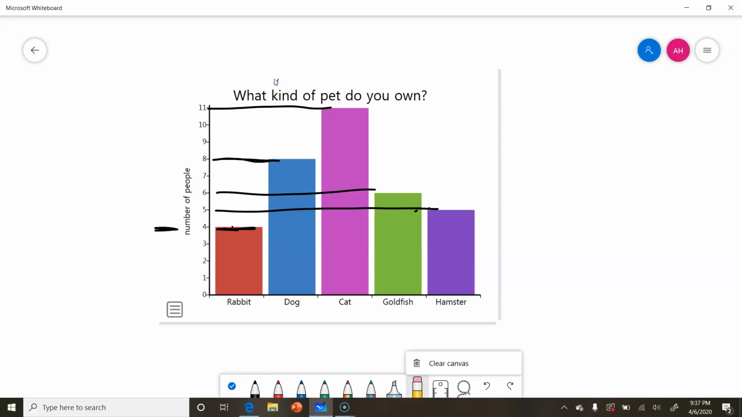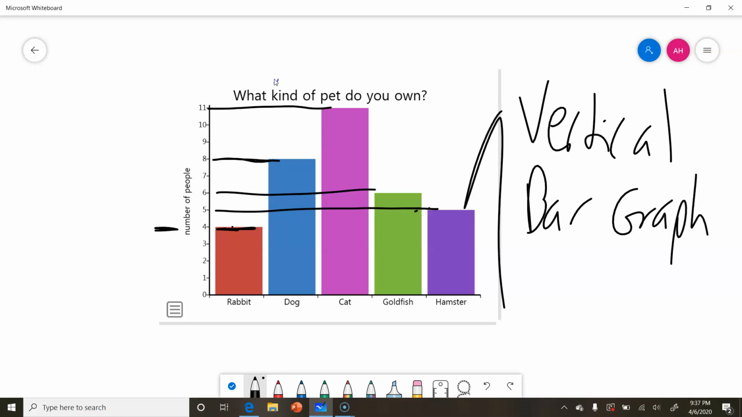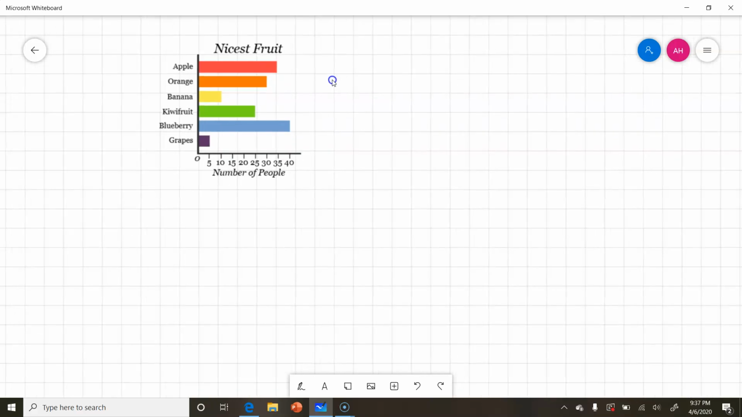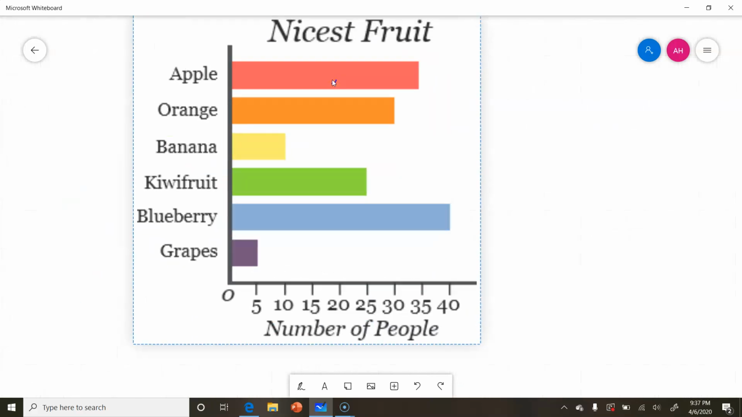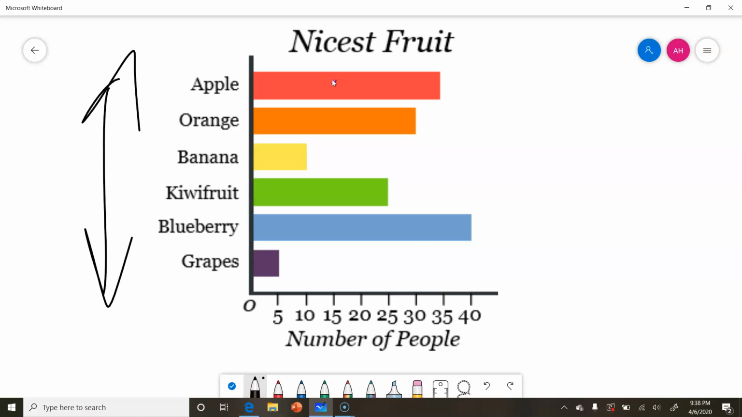Before I erase this, this is a vertical bar graph, because it's going up and down, based on the number going up. Now, in addition to vertical bar graphs, we have what we call horizontal bar graphs, like this one. This is the nicest fruit and the number of people that like the nicest fruit. What's on this side here is the description.